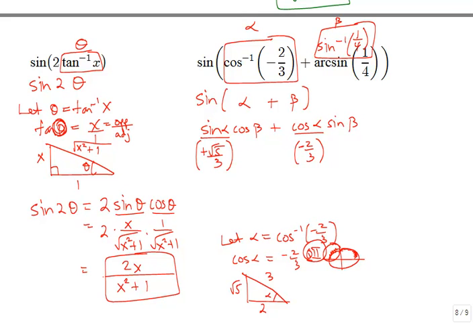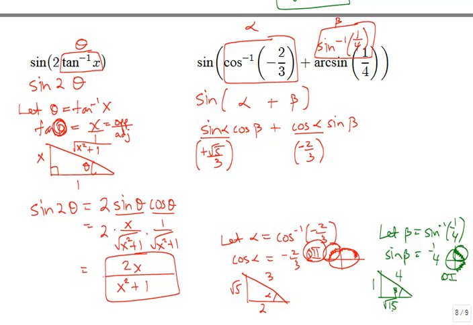Now we're going to do everything we need using beta. So let's let beta be inverse sine of 1/4. So sine of beta equals 1/4. And remember sine goes through quadrant 1 or quadrant 4, so if this is a positive 1/4, then that means we're talking about quadrant 1. So let's draw our triangle. Here's beta. Sine is opposite over hypotenuse. 16 minus 1 is 15. So this is going to be square root of 15 down here.